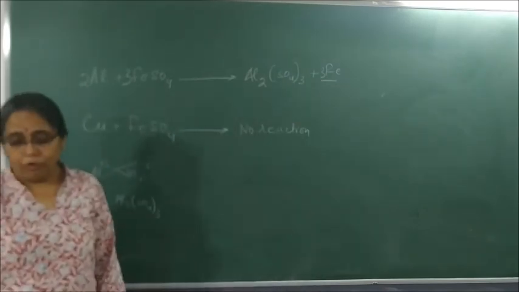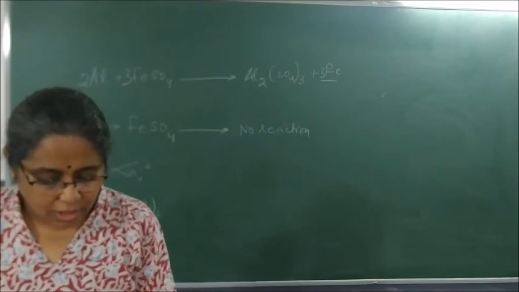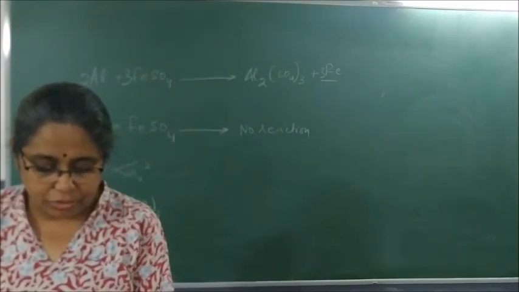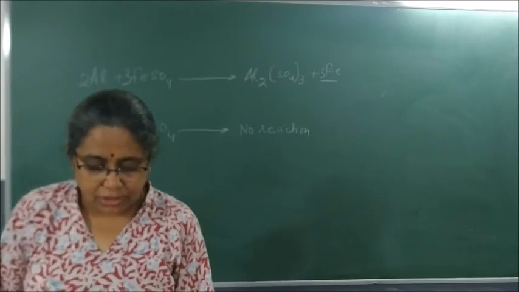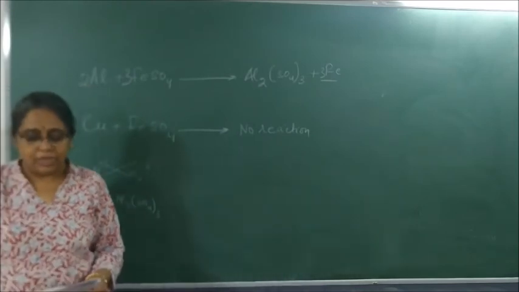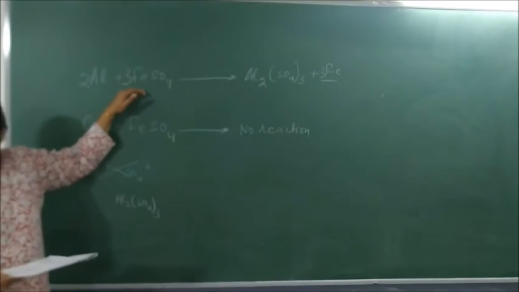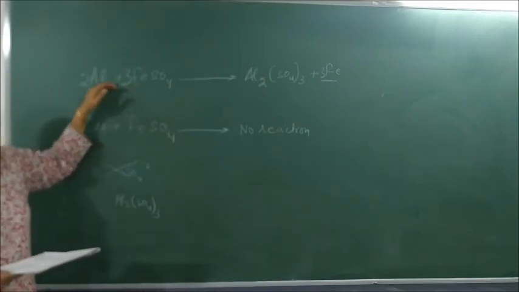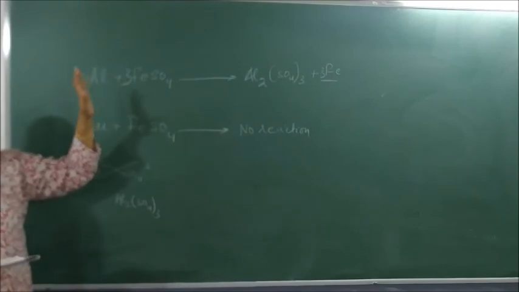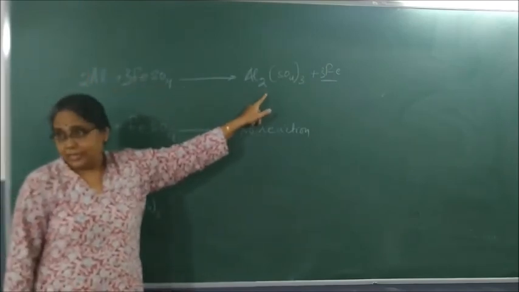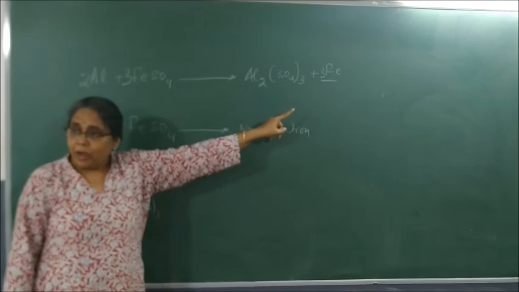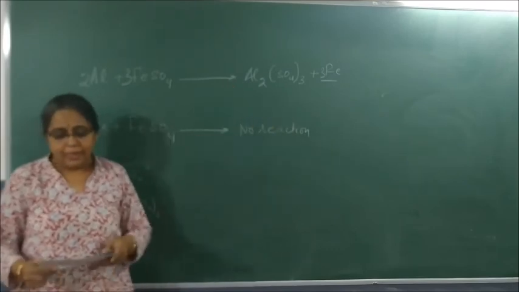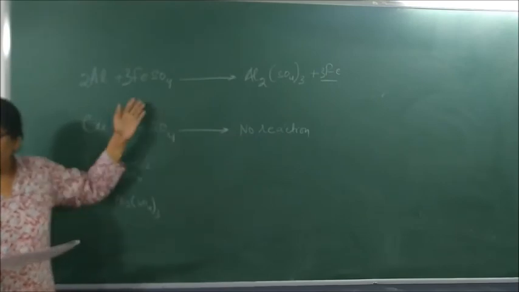Correct? So how will you write the answer? Adding the strips of copper and aluminium separately to ferrous sulfate solution. Name the reaction if any change in color is noticed. The reaction is called a displacement reaction. What is the change in color? Here the green color iron sulfate will become white, and brown color iron will be deposited. Clear? Then after that also write chemical equations.